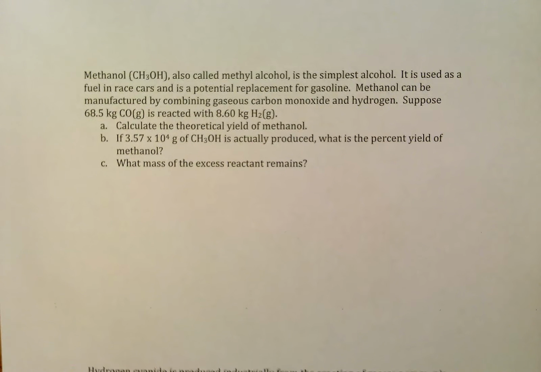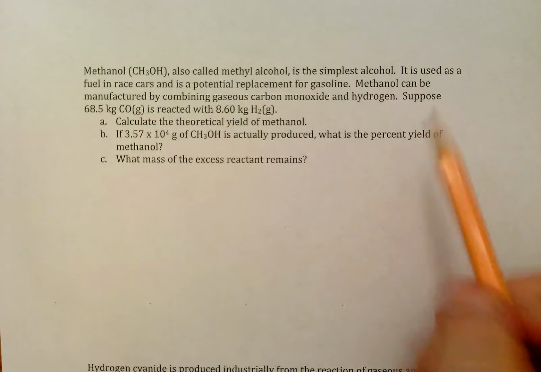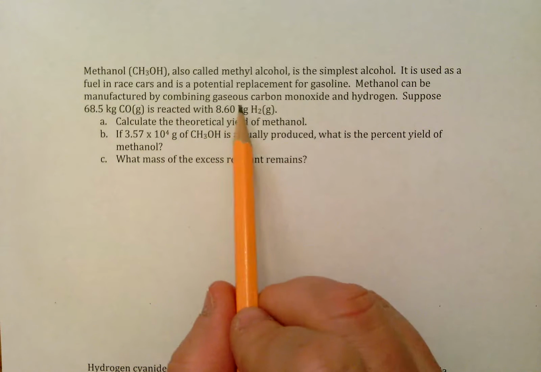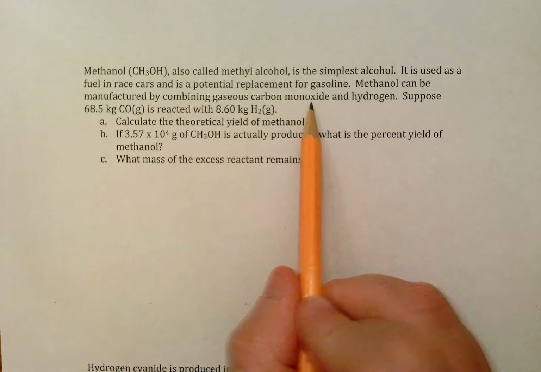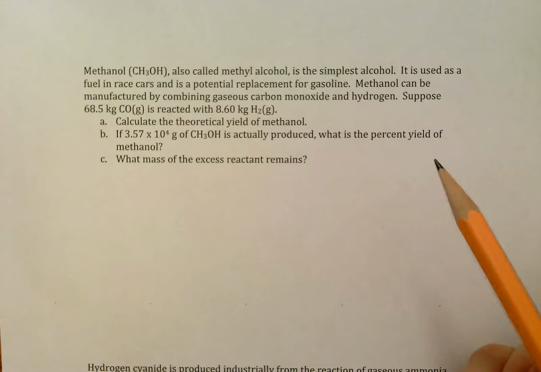All right, so this one is a limiting reactant problem. This says methanol is the simplest alcohol. It tells you in the problem that it is manufactured by combining gaseous carbon monoxide and hydrogen. So we don't have a reaction here. We need to actually write a reaction.